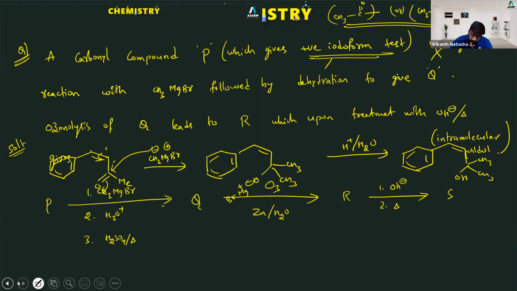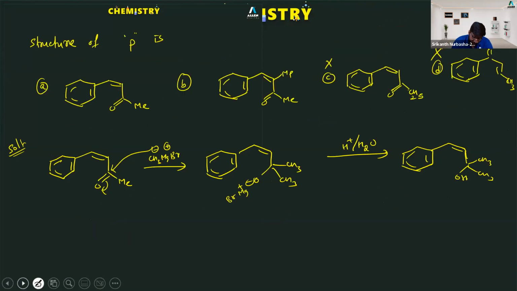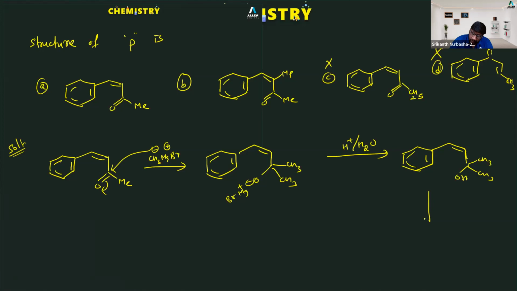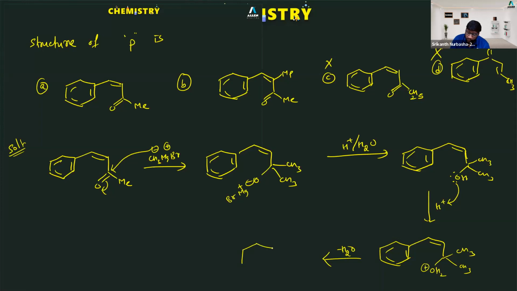This alcohol is now treated with H2SO4 upon heating. H2SO4 upon heating means dehydration. Protonation of the alcohol occurs. The first step is protonation, then formation of the respective carbocation, then elimination to form the alkene. Now it will undergo loss of H2O. If it undergoes loss of H2O, what does it form?